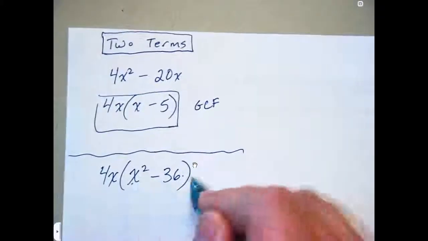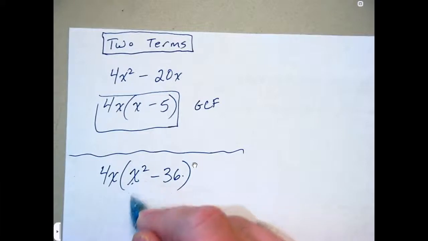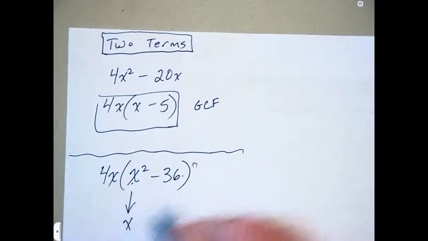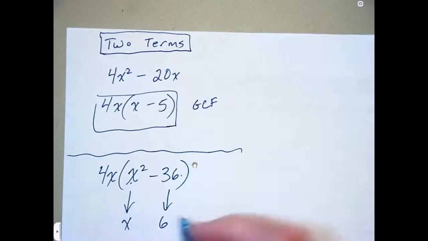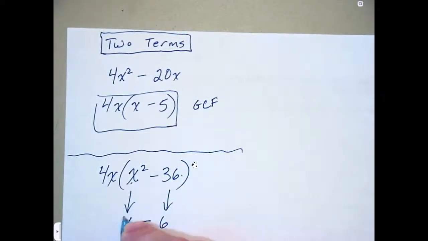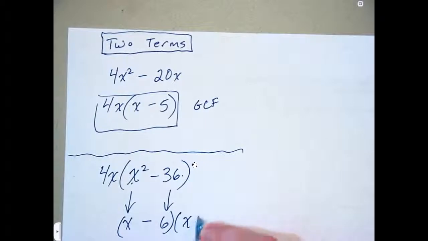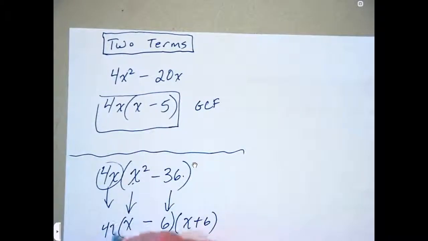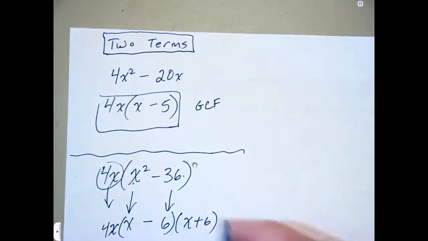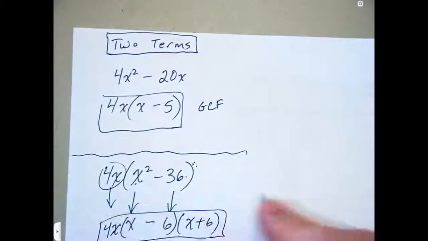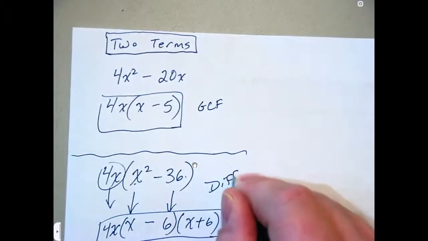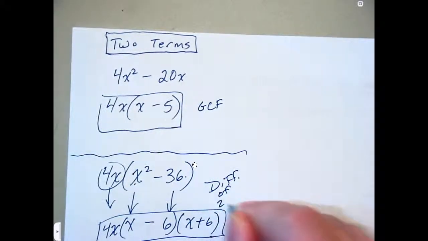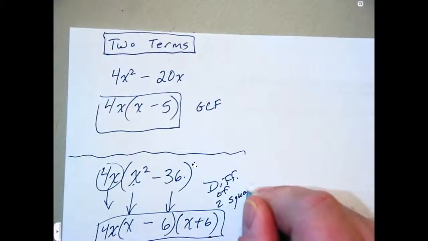I look at it, I've got 2 terms. This term is perfect, square root of it is x. This term is perfect, square root of it is 6. And there's a minus in between. So that is the difference of 2 perfect squares. That pattern is that. And then you just bring down the 4x. Okay? That would be your answer. This is difference of 2 squares.